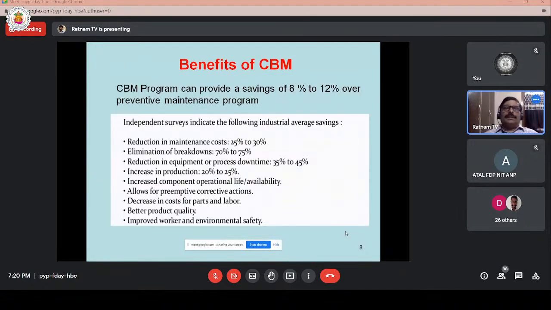Then there is an independent industrial survey on average industrial savings. A CBM program provides savings of 8 to 12% over a preventive maintenance program. Reduction in maintenance costs, 25 to 30%. Elimination of breakdowns, 70 to 75%. Reduction in equipment process downtime, 35 to 45%. Increase in production, 20 to 25%. Like this, better product quality, improved worker and environmental safety. These are the benefits of condition-based maintenance followed in industry or in the marine environment.